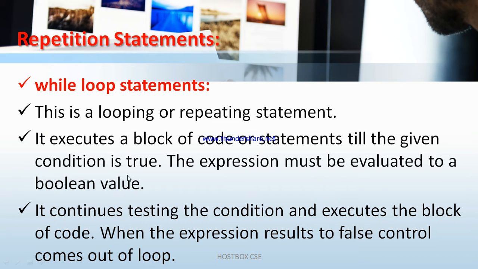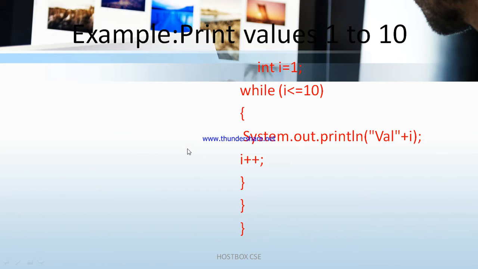The expression must be evaluated to a boolean value, keep in mind that. Then it continues testing the condition and executes the block of code. When the expression results to false, control comes out of the loop. So what you understand is, it executes a block of code or statements if the condition is true, else it will come out or skip the loop here. Let's go for syntax and example. You can clearly get the idea here.